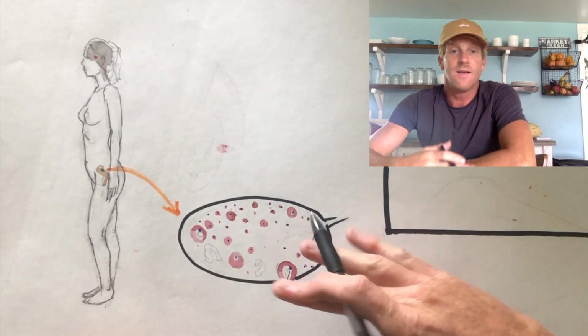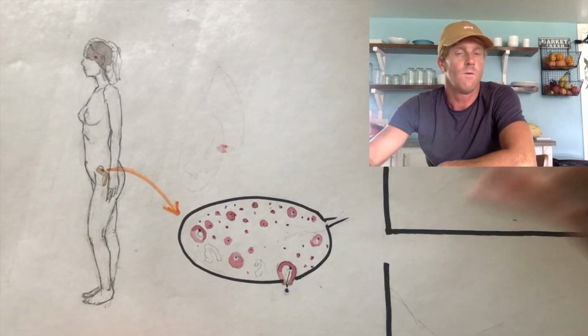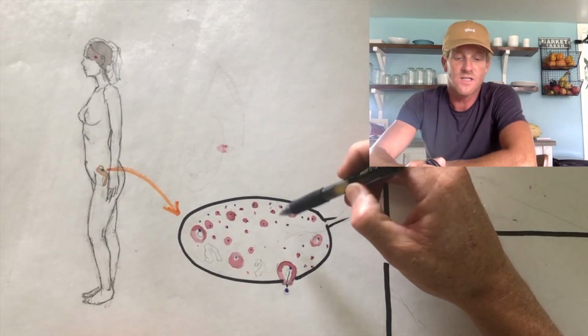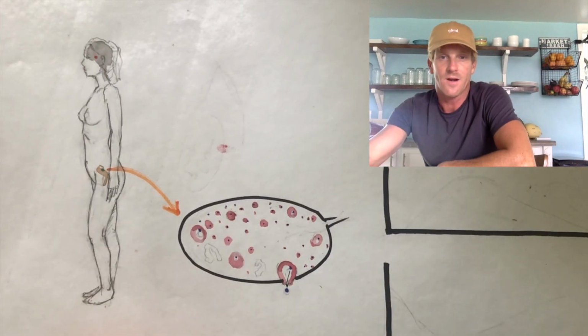And at any given month during the menstrual cycle, you're going to have about 20 of these follicles developing at the same time. 20 eggs aren't going to be released.